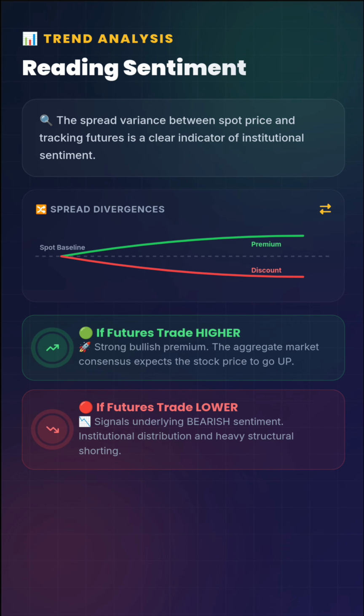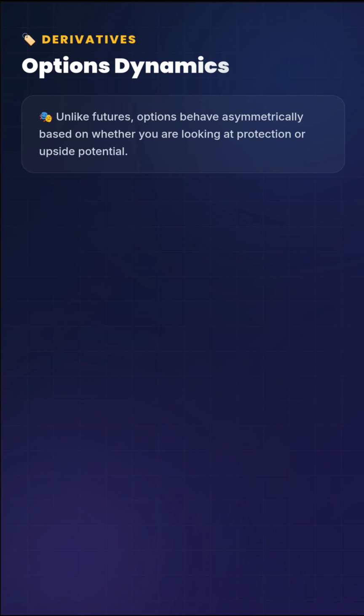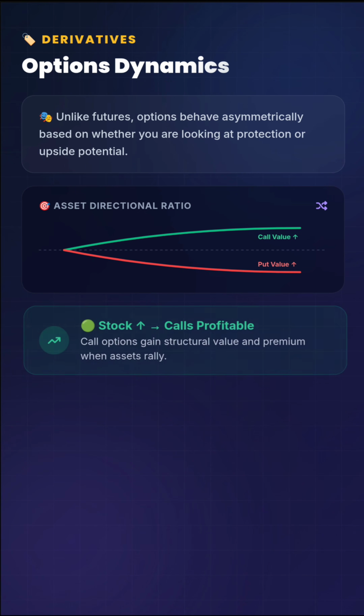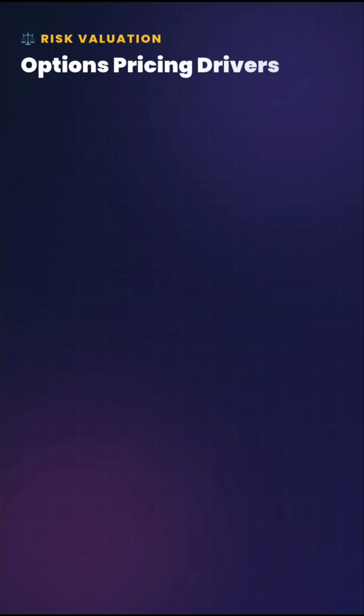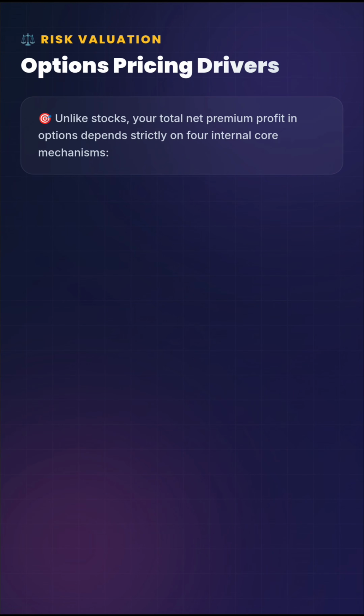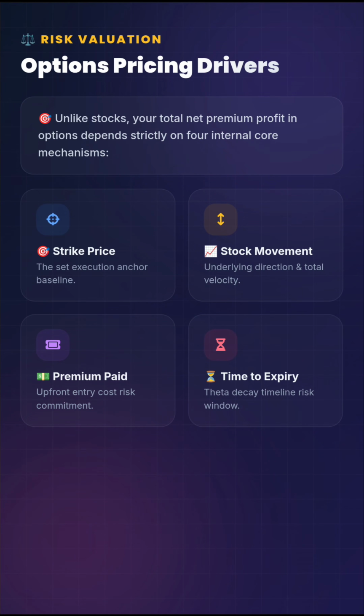Similarly, how do options relate to a stock price? Call options rise when the stock goes up. Put options rise when the stock goes down. Actionable rule of thumb: if the stock goes up, calls become profitable. If the stock goes down, puts become profitable. Your profit in options depends on four things: strike price, stock movement, premium paid, and the time left for expiry.